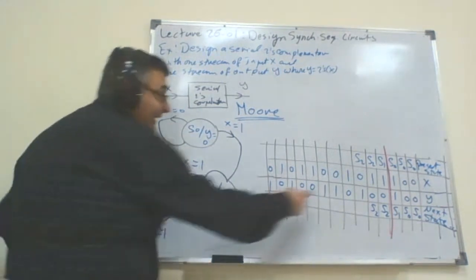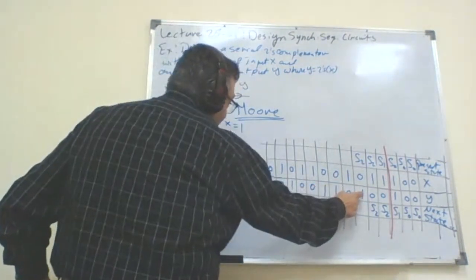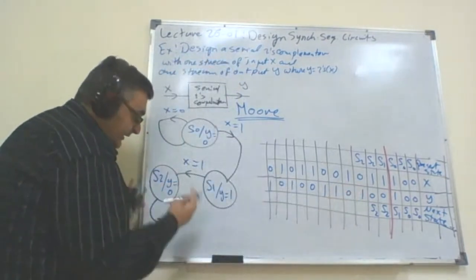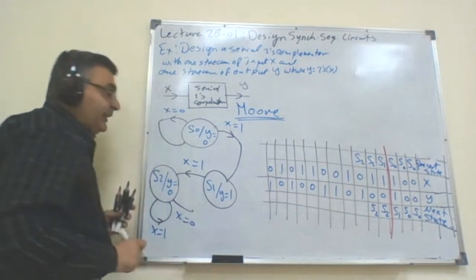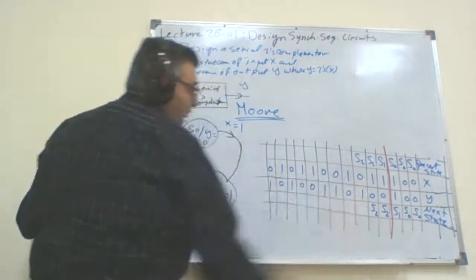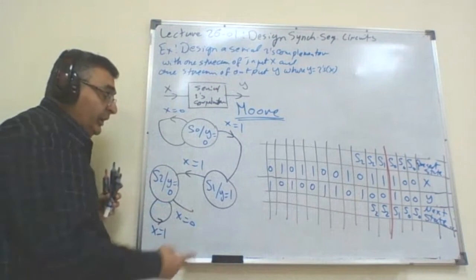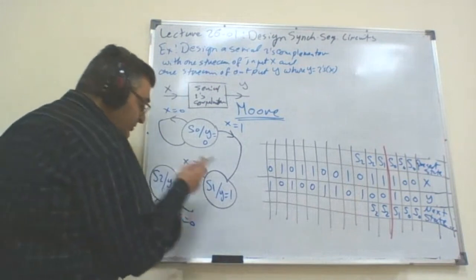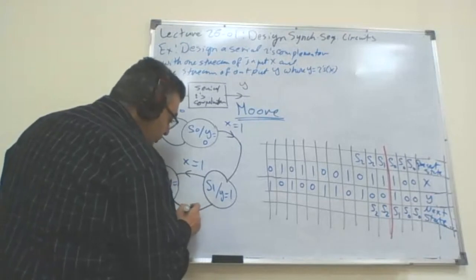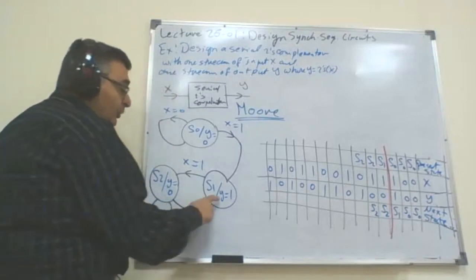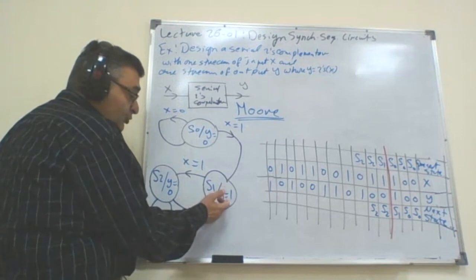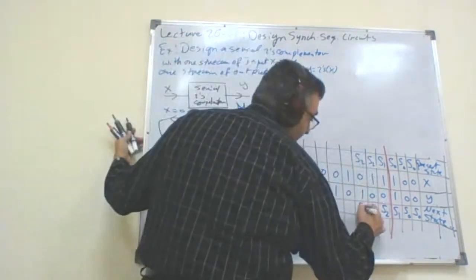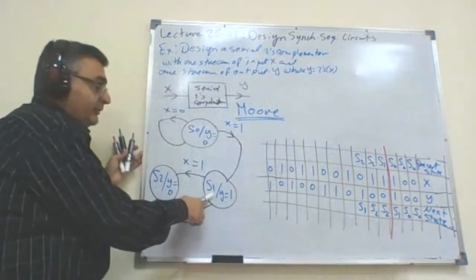Staying in S2, I cannot, because the output that I need now for the arrow for x equals 0 is y equal to 1. So I have two options: either go back to S1 or create a new state. Do you want to create a new state? A new state means extra hardware. So let's try to go back to S1. Is this valid? Yes, because y will be 1 and it didn't seem that I have problems. So I go back to S1.